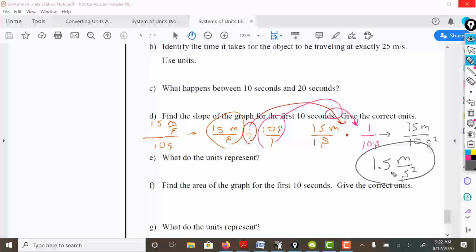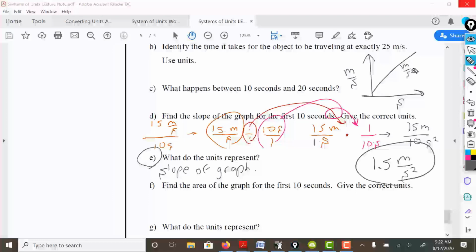What do the units represent? This is a pivotal question. They represent 2 things. One, it represents the slope of this graph. So if I have a graph where the y-axis is in meters per second and the x-axis is in seconds, then the slope of that graph is going to be in meters per second squared because we divide.